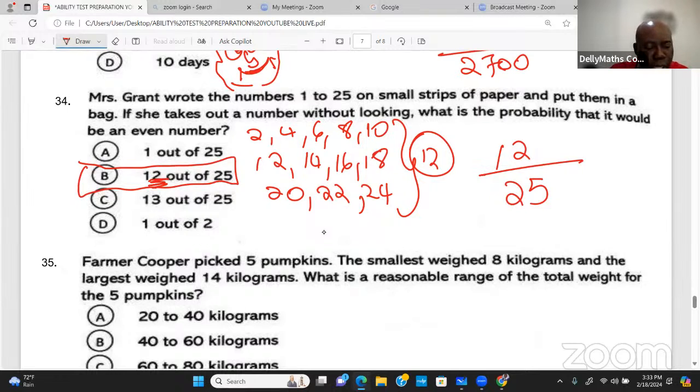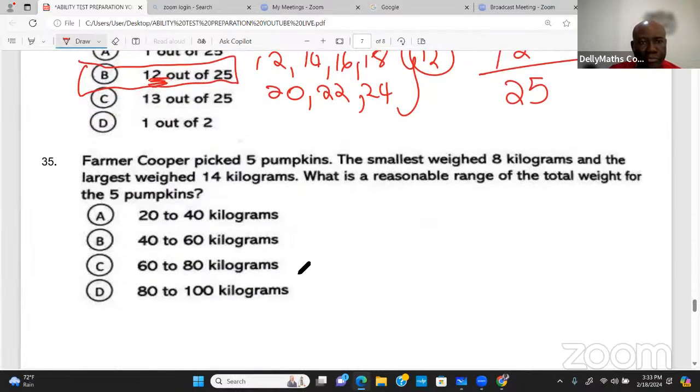All right, where are we? All right, so we keep going. Let's see what's going on here.